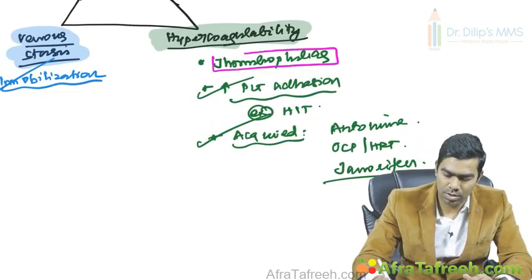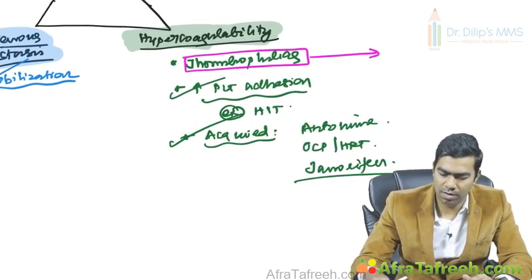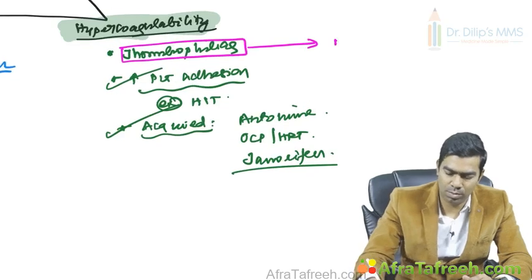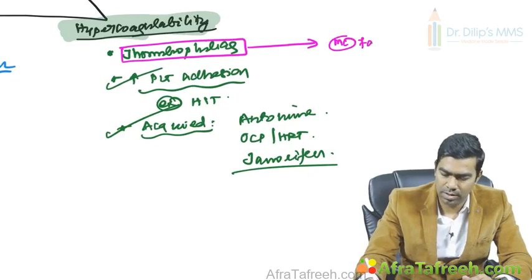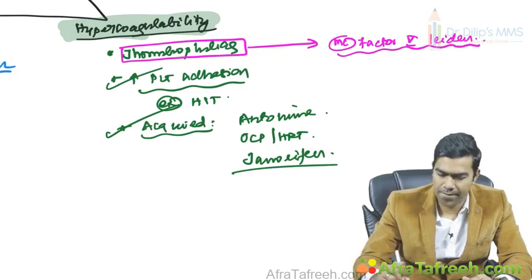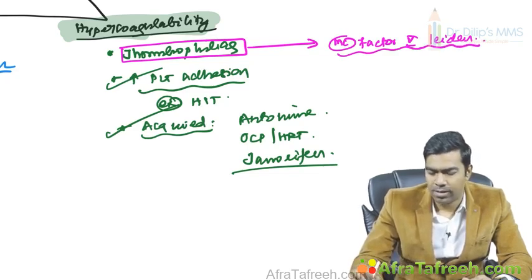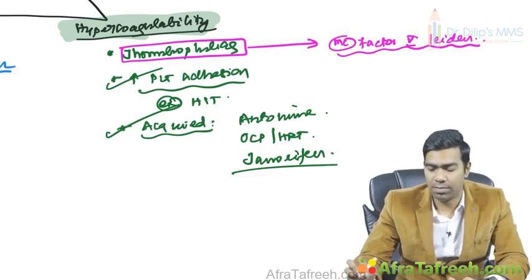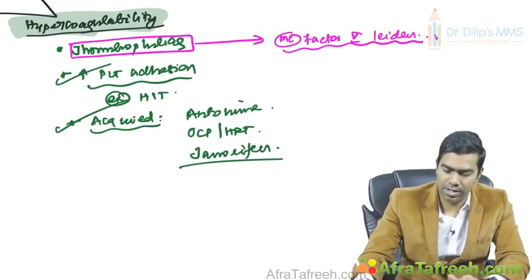And what about the thrombophilia? You have a lot of thrombophilias. I told you the most common being the factor V Leiden mutation. Clear? It's relatively rare in Indians, but very common in the white population, this factor V Leiden mutation.